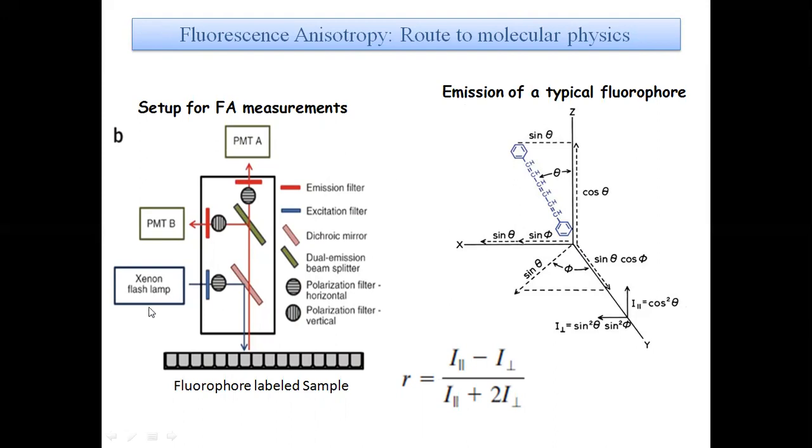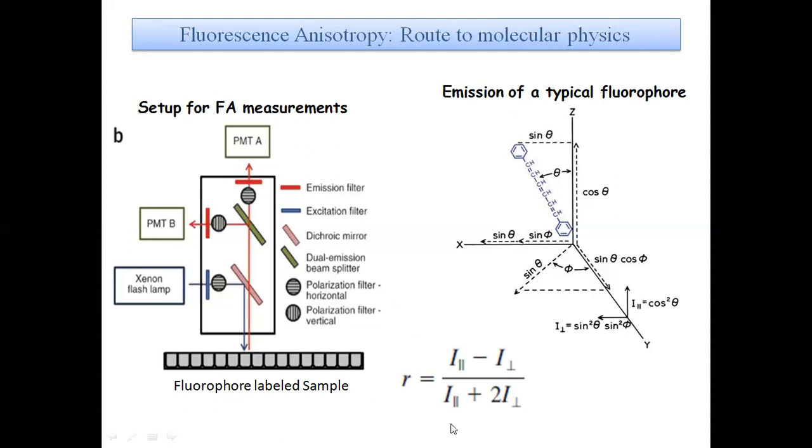The xenon flash lamp acts as an excitation source. It produces light which passes through the excitation filter, which is basically a monochromator. Then it gets polarized in the polarization filter. It gets reflected by the dichroic mirror and then falls on the fluorophore labeled sample. The sample then emits light which passes through the dichroic mirror. It gets split into two at the beam splitter and enters the photomultiplier tube where it gets transduced into electrical signals and is detected as output.